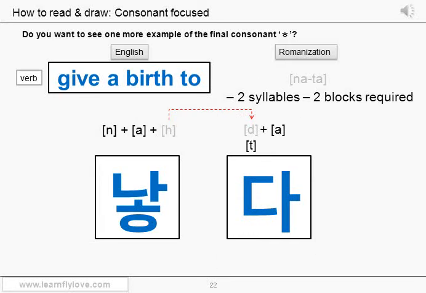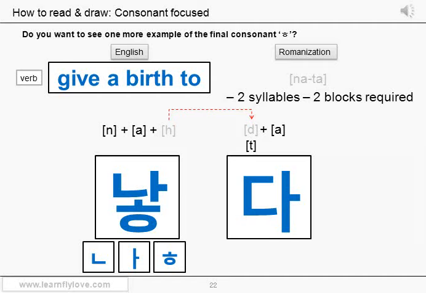You want to see something similar? The meaning of this word is to give birth to. Check out the romanization and let's hear the sound first. 낳다, 낳다. Then let's check out the Korean spelling. The first consonant is n, like n in English, and the vowel is a, and the final consonant is hieut, which sounds h as an initial, but this one is used as a final, so this consonant is silent, so you don't have to pronounce it.